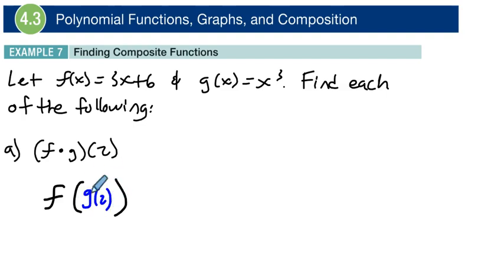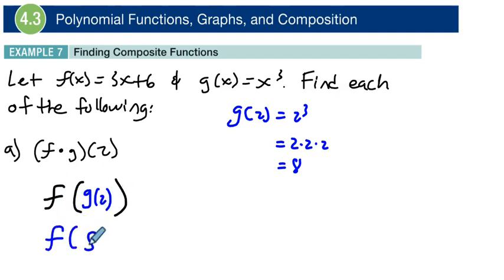So if we can figure out what g of 2 is, then that means we can replace g of 2 with an actual number. So let's come over here. I like to go on the side. Let's go ahead and figure out what this is going to give us. So that's 2 cubed, which means 2 times 2 times 2. 2 times 2 is 4, times 2 is 8. Okay? So really, we can replace this with 8. So that means f of 8.